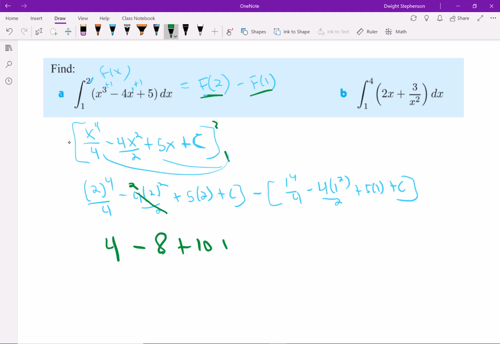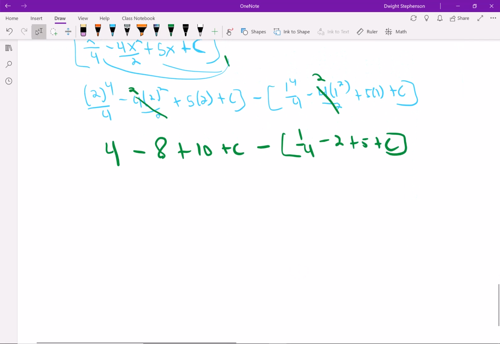This is 10. This is c. We're going to put a minus sign there. Where this is 1/4. These cancel, you get 2 plus 5 plus c. Go ahead and do some more work here. 4 minus 8 is negative 4 plus 10 is 6. So we have 6 plus c.